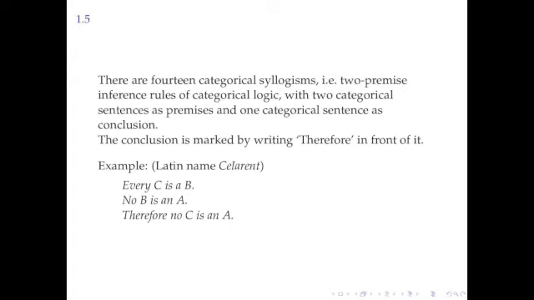I'll give two examples. One, every C is a B, no B is an A, therefore no C is an A. If you think for a bit, that should convince you. That syllogism is commonly known by the Latin name celarent. Ibn Sina, Avicenna didn't know the Latin names, but it's useful to have them.